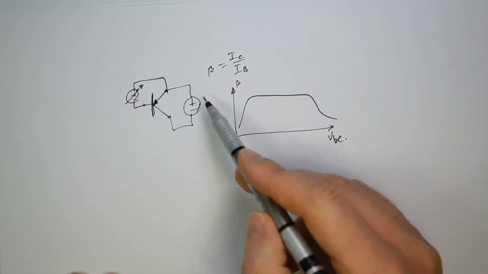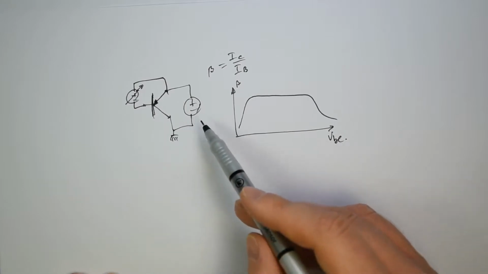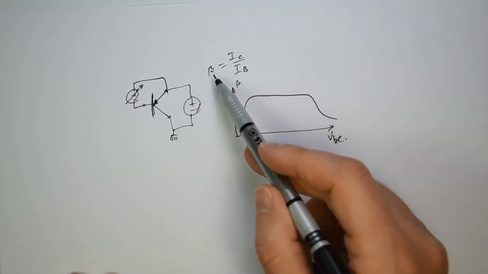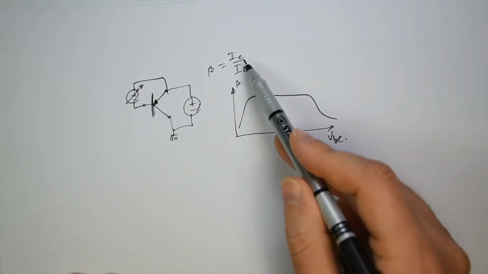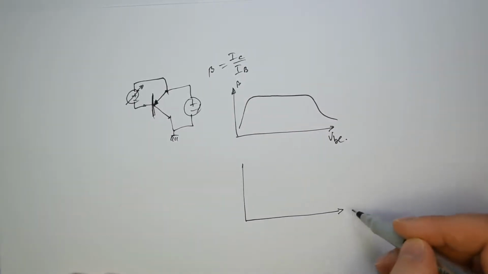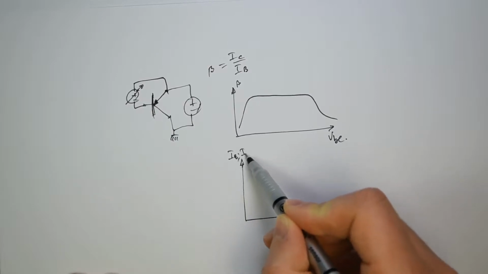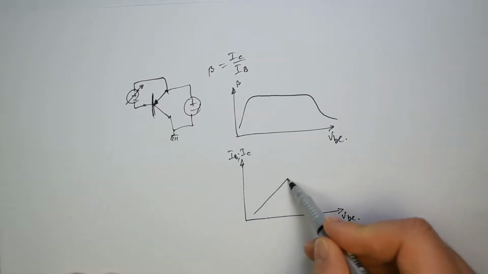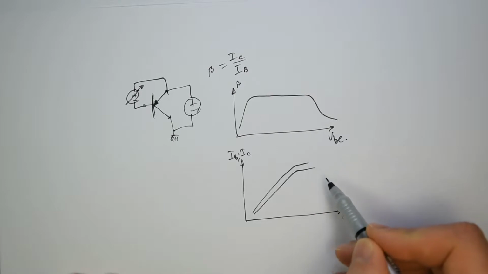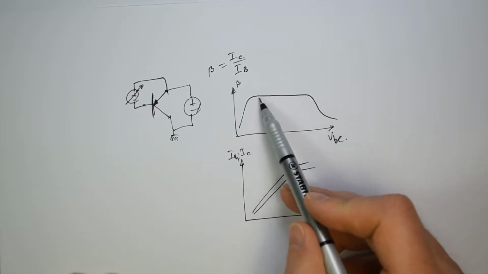If we take exactly the same setup and we plot not the beta, which is the ratio between currents, but directly the currents, collector and base, versus VB, we get something like this. VB on the x-axis, current into the base, and current into the collector, and we get something like this. Now, this flat region corresponds with this plateau.